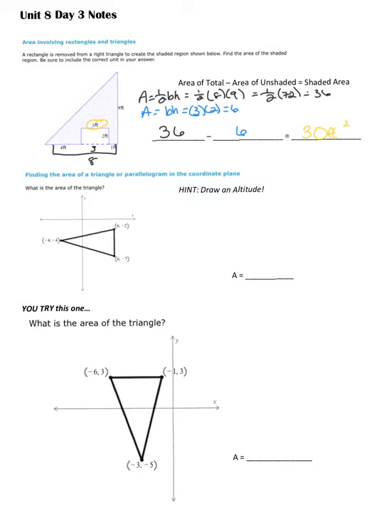Because we say a rectangle is removed, so we know it's a rectangle. All righty. Now, this is going to be intriguing. You find the area of the triangle of the parallelogram in the coordinate plane. So you need to draw an altitude. And you can pick and choose. I'm going to take a look at this.